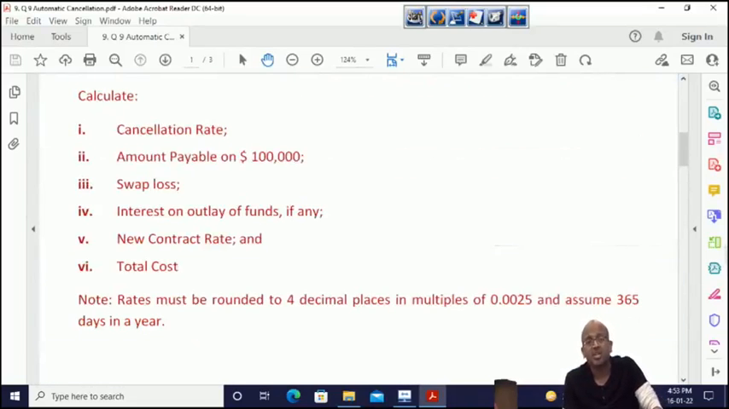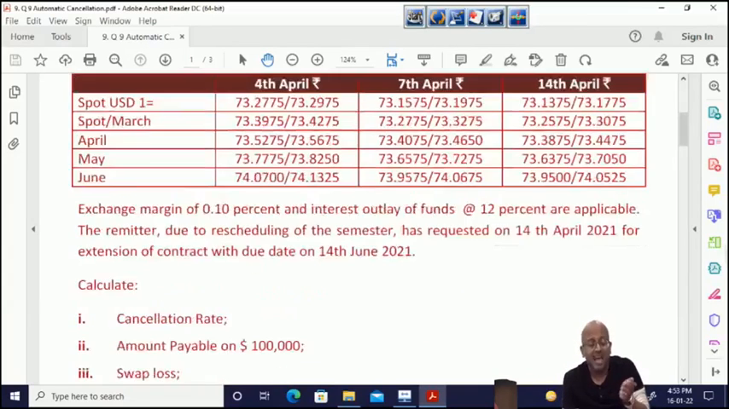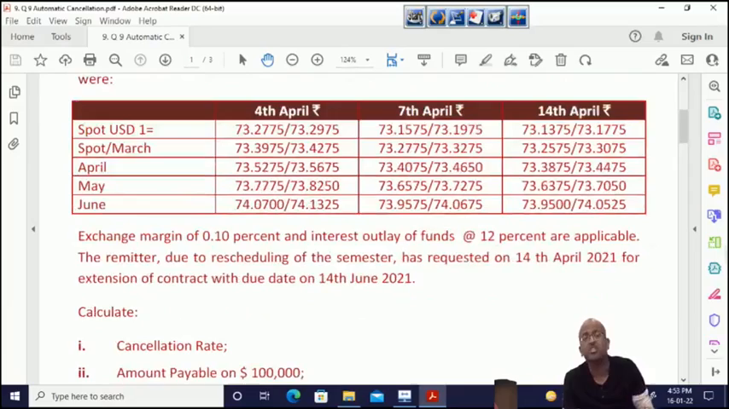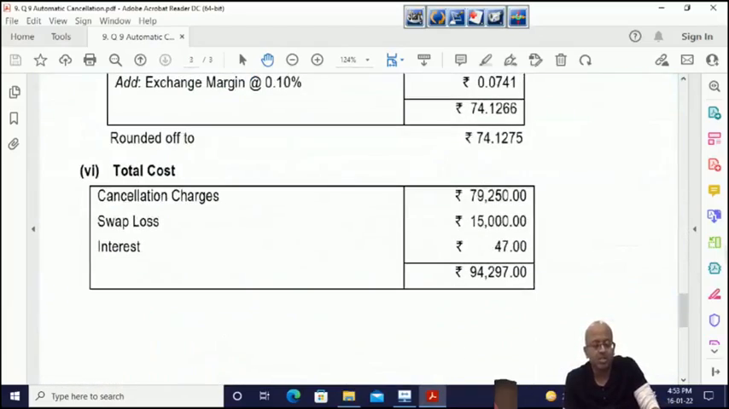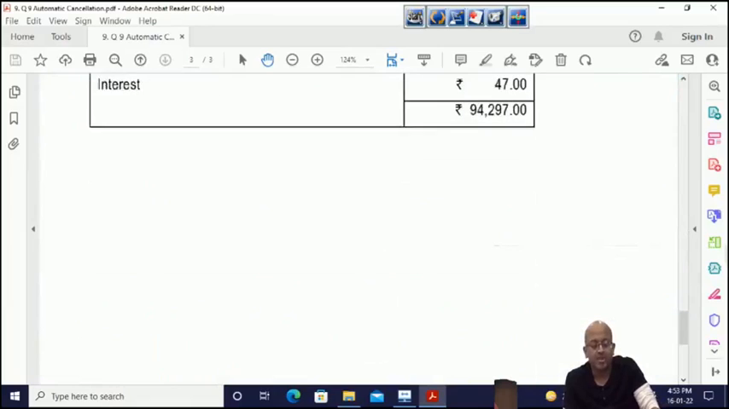And then last question, what is the total cost? So total cost is this new rate we found out into 1 lakh the customer has to purchase, plus the swap loss, plus the cancellation loss, plus the interest cost, plus have they talked about 100 rupee FDI charges? No, otherwise you would have taken 100. So let's see, total loss, cancellation charges, swap loss, interest.